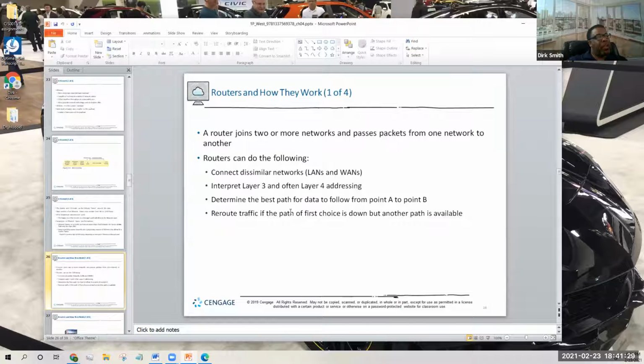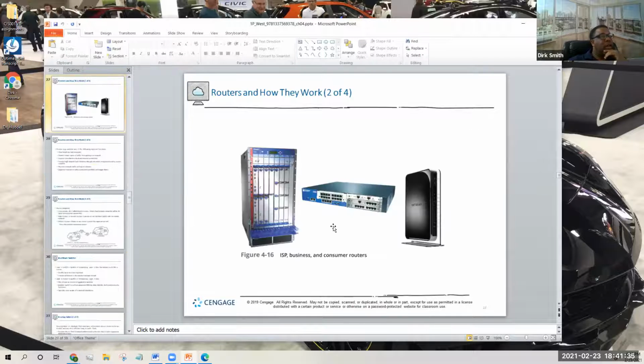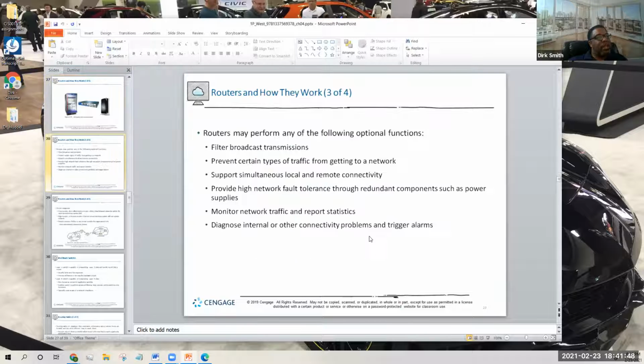They interpret layer 3 and often layer 4 addressing and determine the best path for the data to travel. So these are a few different types of routers: internet service provider, business, and you've got your personal routers here. You guys have probably seen these before. If you haven't, these are what you see in big data centers and things of that nature.